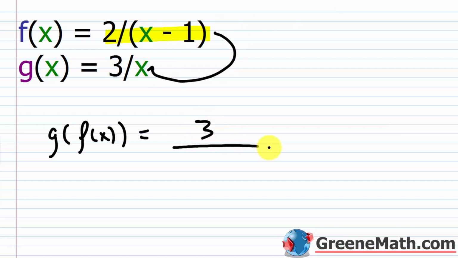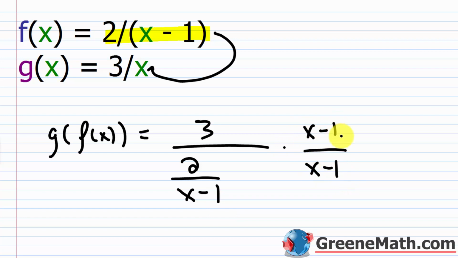So you'd have 3 over 2 over x minus 1. Okay, so how can we simplify this? Again, we've got a complex fraction. So what we can do is multiply by x minus 1 over x minus 1. So what we're going to get is what?